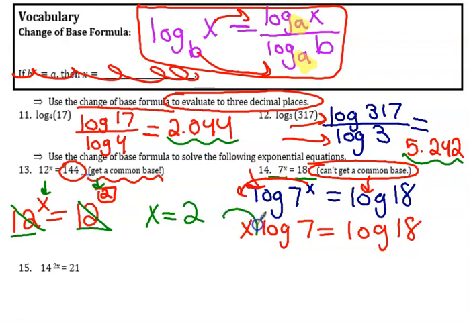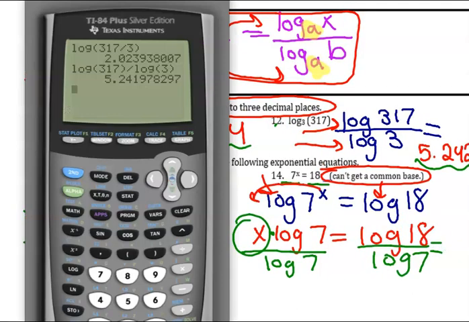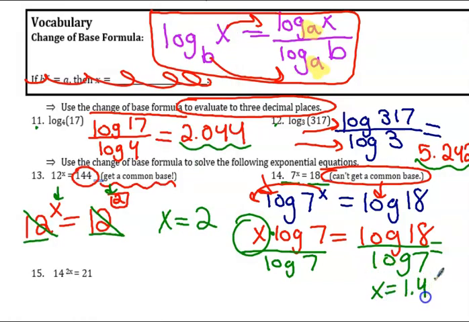Now, how do I isolate this x? Well, these are multiplied together. So what's the opposite? Dividing. And then we're going to do what we did on number 11 and number 12. We are going to divide this and see what you get as your answer. And now we can plug it into the calculator. So we're going to find that log button. Log of 18 divided by log of 7, and then enter. And then again, round to the thousandth, so 1.485. There we go.